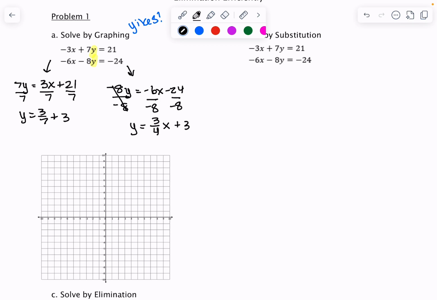But now we can graph it, since it's in y equals mx plus b form. So I'm going to graph the first one in red. Start at 3. We're going to go up 3 over 7. We have a point right here. Down 3 over 7. We have a point right here. Connect your line.